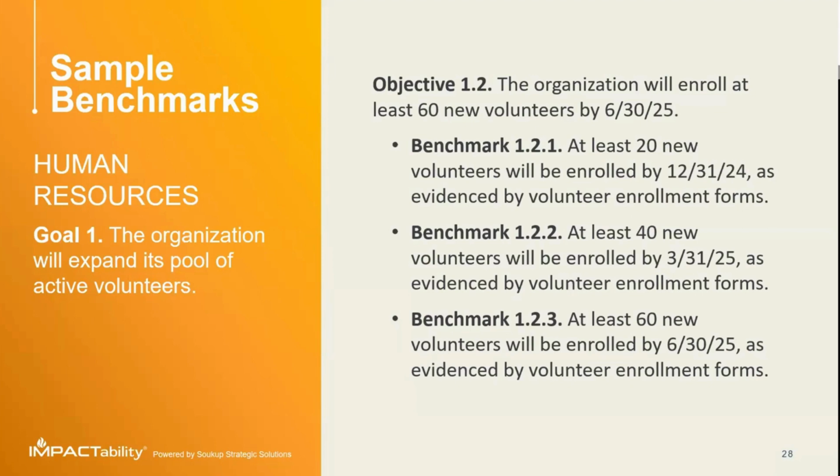So you have 3 different benchmarks that break down not only the time frame, but also how many new volunteers will be enrolled in each of those time frames. It breaks it up into smaller chunks so that by December 31st of 2024, if you haven't recruited and enrolled at least 20 new volunteers, then you know that you're not likely to meet your target for the whole objective by the end of June 30th, 2025. So it's time to think about what else you might do instead of what you have been doing.